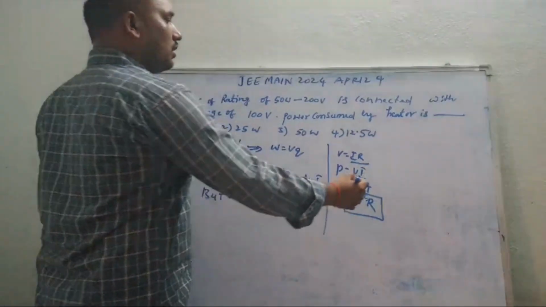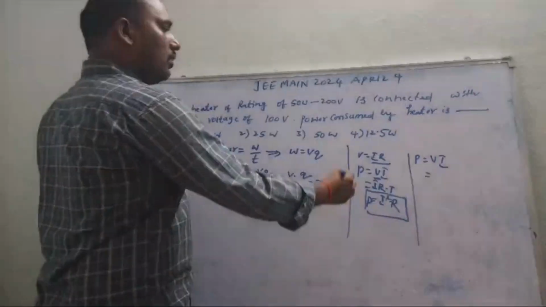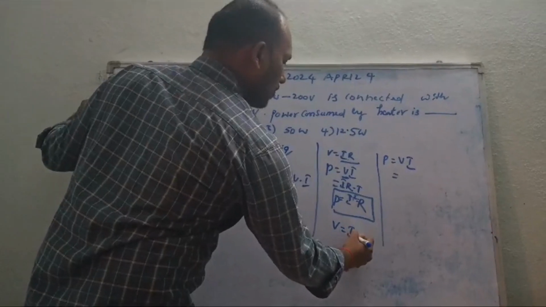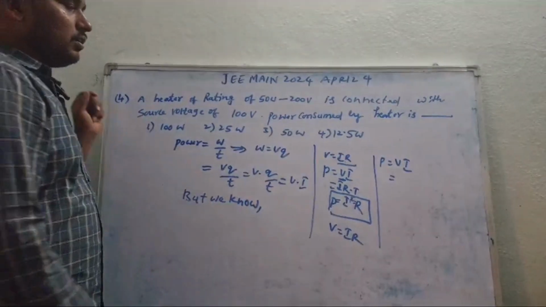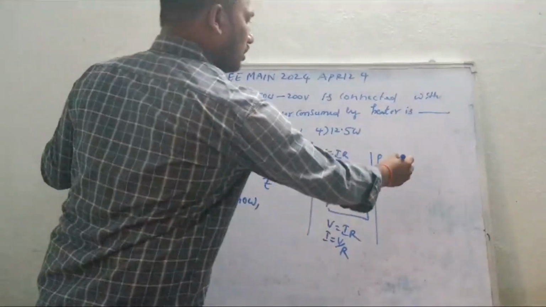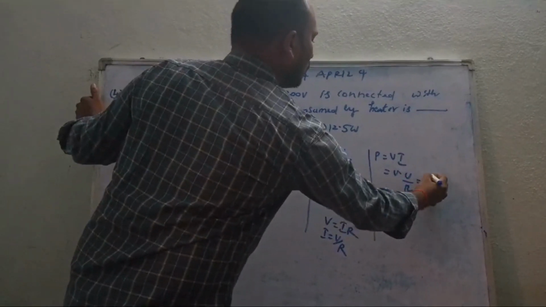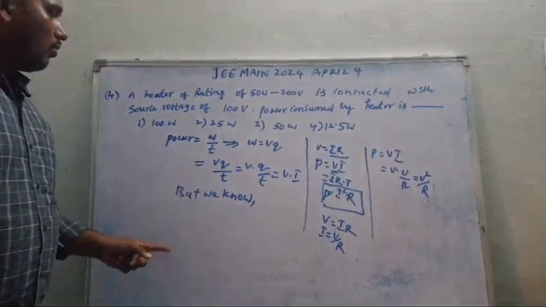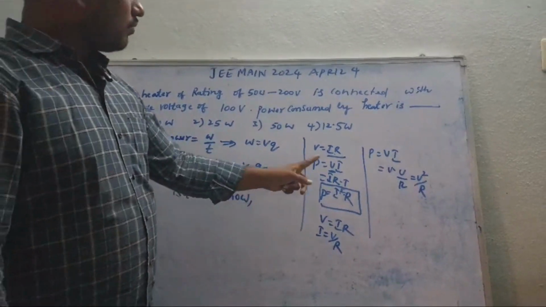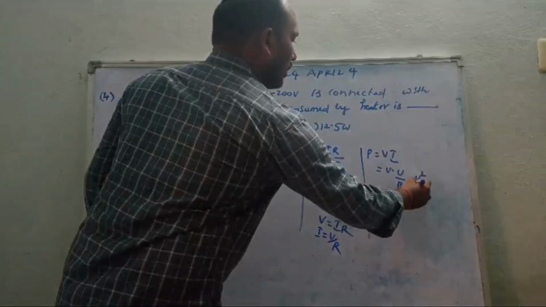Once again, P is equal to VI. Now in the place of I, we use I is equal to V by R, since V is equal to IR. Substituting, V into V by R is equal to V square by R. So now we have three formulas. The first is P is equal to VI, the second is P is equal to I square R, and the third is P is equal to V square by R.